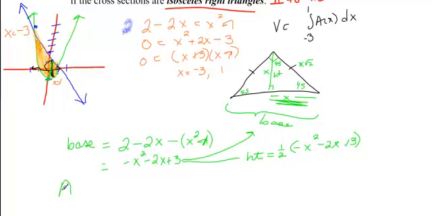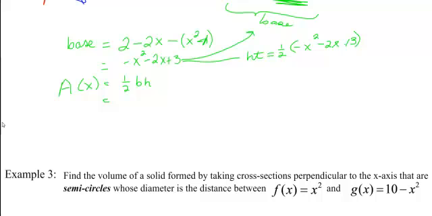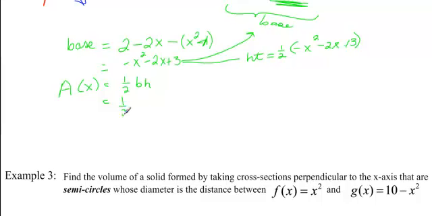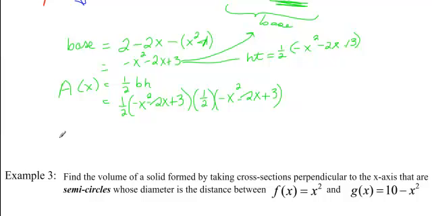All right, so let's get the area of our isosceles triangle. Area equals 1/2 base times height, which will look like 1/2 from the formula, the base, negative x squared minus 2x plus 3, times the height, which has another 1/2 factor, times negative x squared minus 2x plus 3. There's our area.